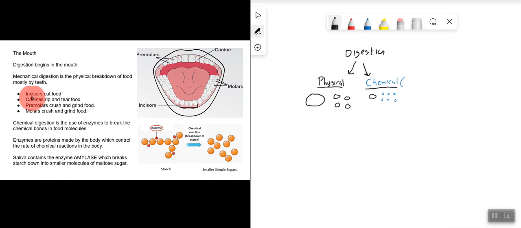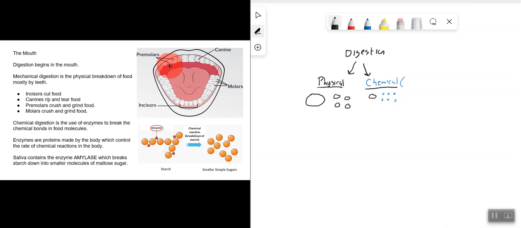The teeth have unique functions as well. You have the incisor teeth, which are these teeth at the front. The incisors are these at the front of the mouth, and they're kind of like chisels. They cut the food, or take off pieces of food. So your front teeth and these teeth down here are what are known as your incisor teeth.